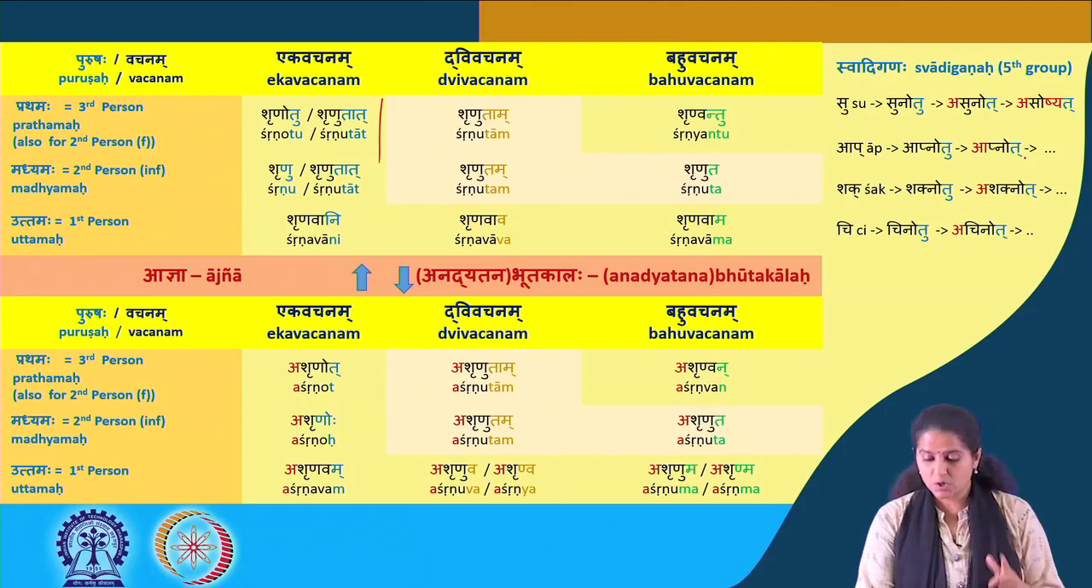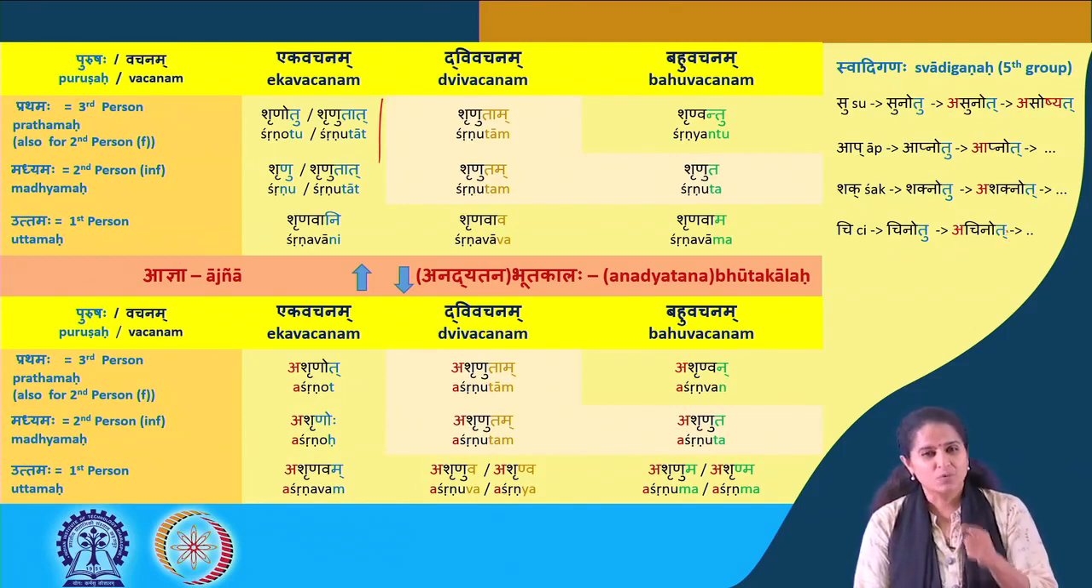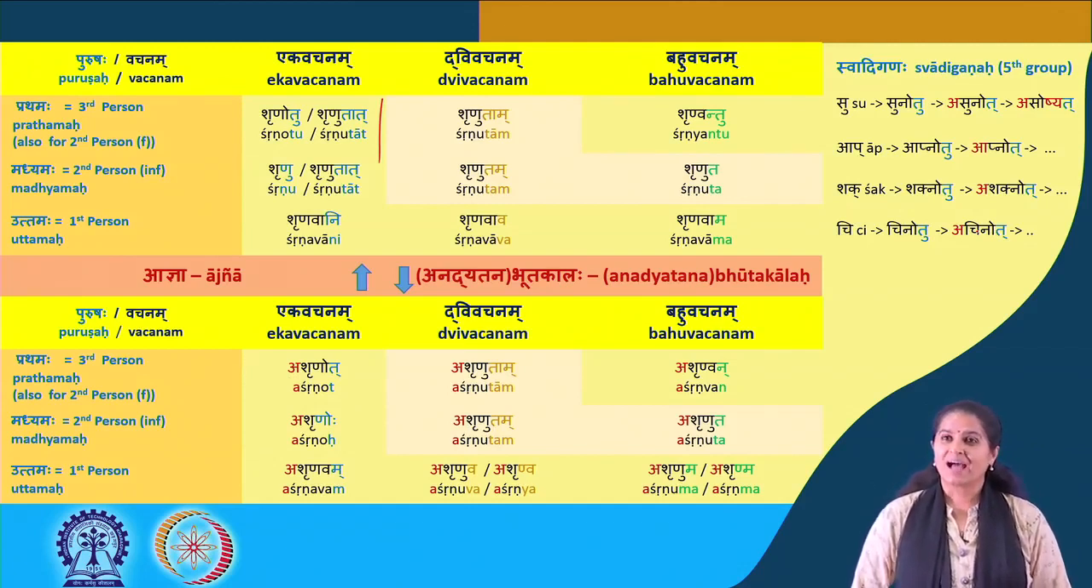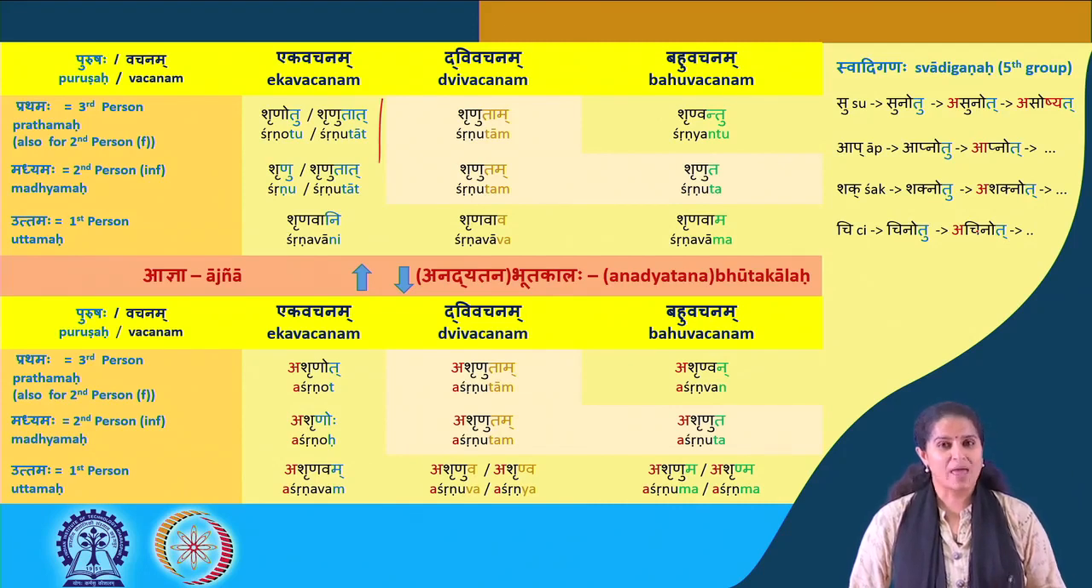Uttamam. Shaknoti. So shaknot, shaknotu, ashaknot and ashakshat. Uttamam. Chinotu, achinot. What's the future of chinoti? Cheshyati. So combining it with the past tense, acheshyat. Uttamam. So if you want to say, if there was time, then he would have chosen well. Yadi samayah abhavishyat, tarhi saha samyak acheshyat. Uttamam.